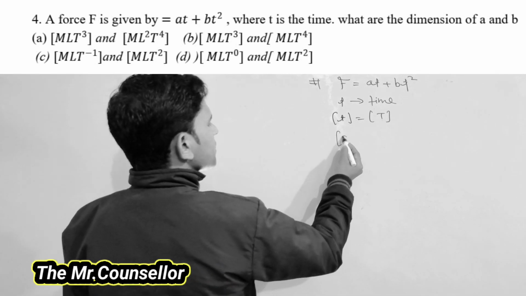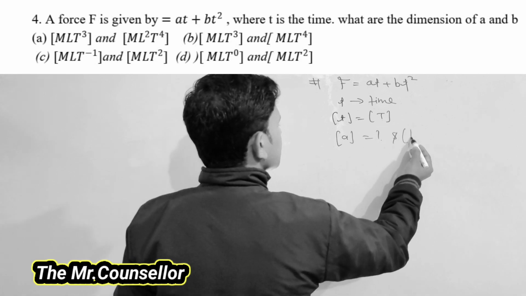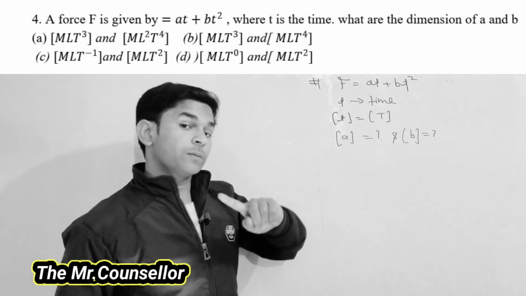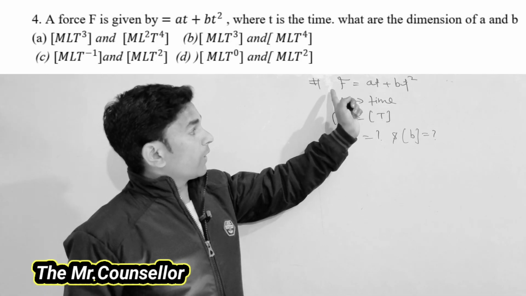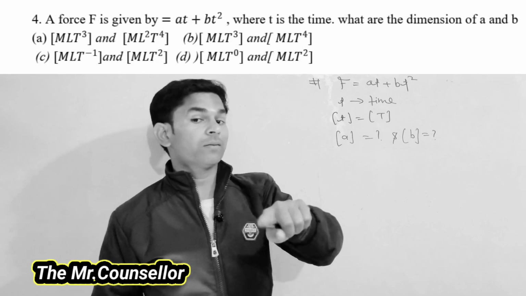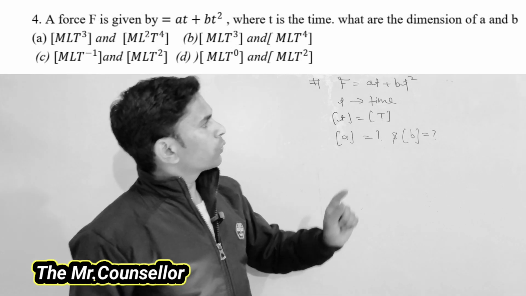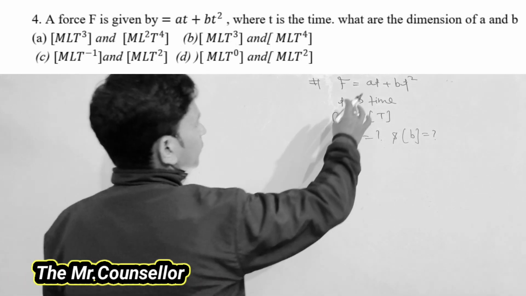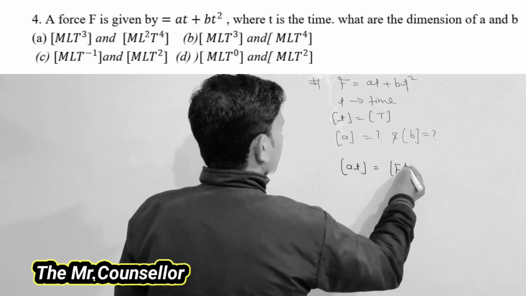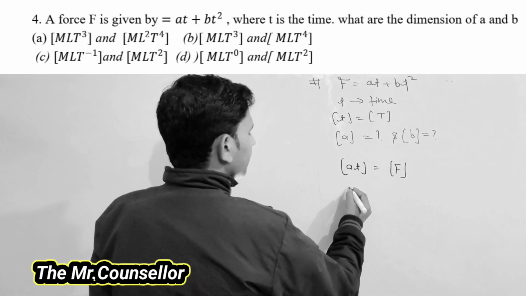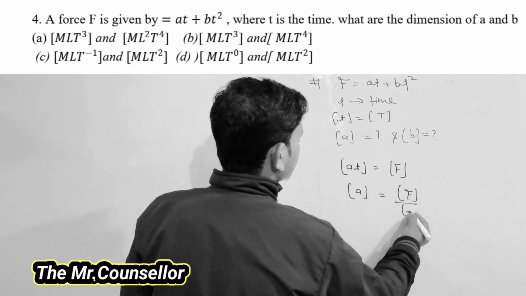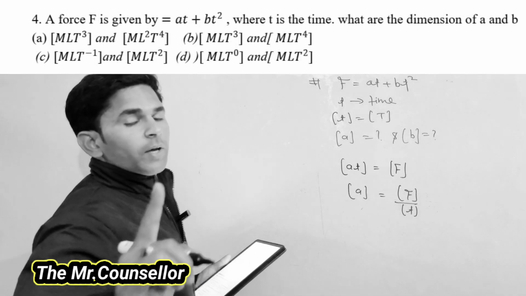They are asking the dimension of A and the dimension of B. You know very well one thing that I explained in the previous lecture: whenever you face an equation like this in the unit and measurement chapter, you will apply the principle of homogeneity. Yes or no? So you can write the dimensional formula of AT is always equal to the dimensional formula of F. So here we can write the dimensional formula of A is equal to the dimensional formula of F divided by the dimensional formula of T. F you know very well, force.